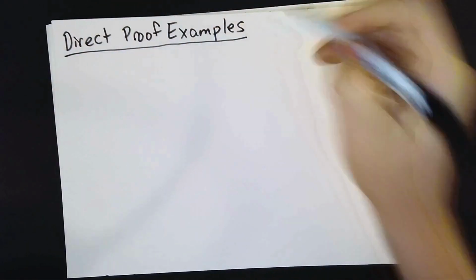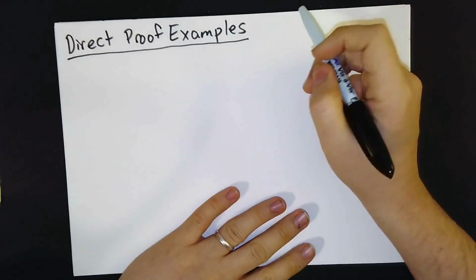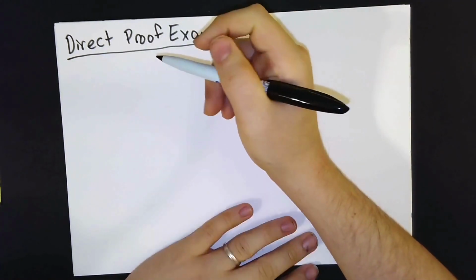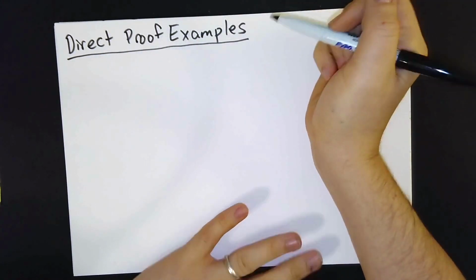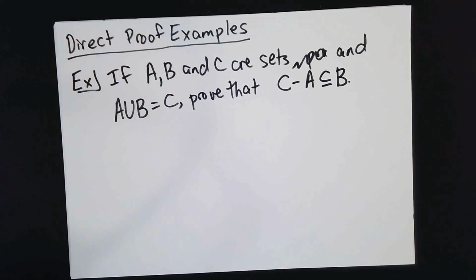Welcome back, folks. Our goal today is to do more examples of direct proof. So to start with, I'm going to do several examples of direct proof using our definitions about sets. So let's prove that if A, B, and C are sets, and C happens to be the union of A and B, then C minus A is a subset of B.